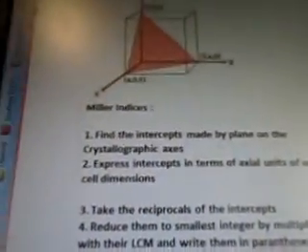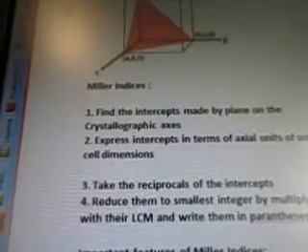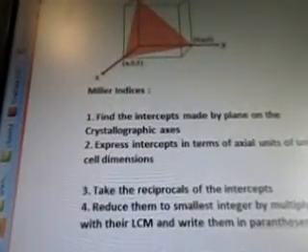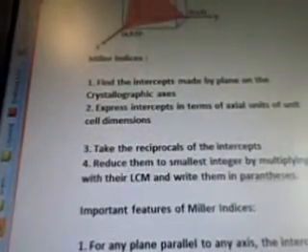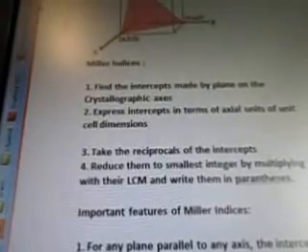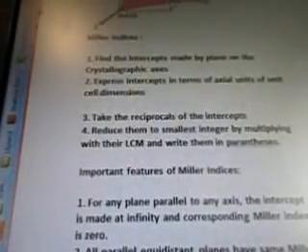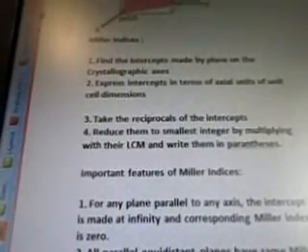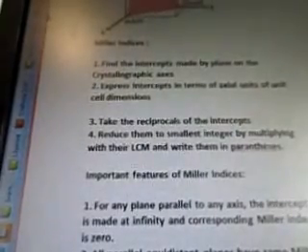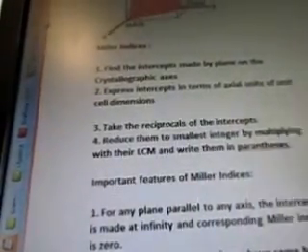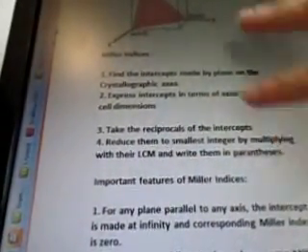So you're going to find the intercepts made by plane on the crystallographic axis. Express intercepts in terms of axial units of unit cell dimensions. Take the reciprocals of the intercepts. Reduce them to smallest integer by multiplying with their LCM and write them in parentheses. So whatever research work he's done, it needs to be used with the design of this structure. Important features of Miller indices.